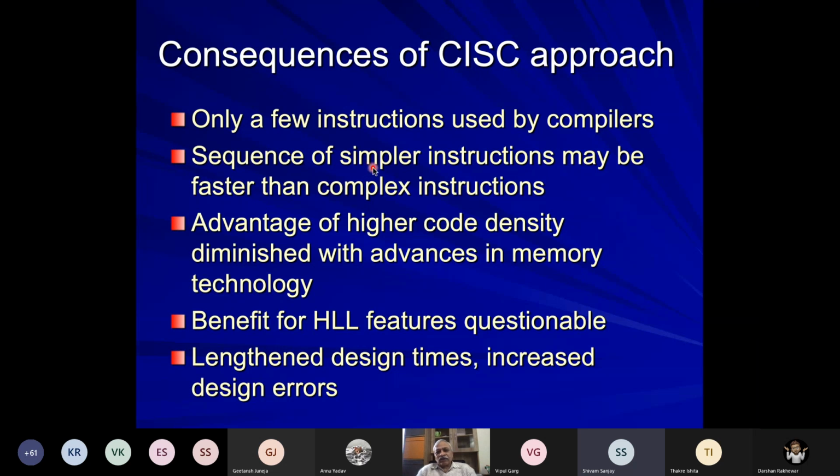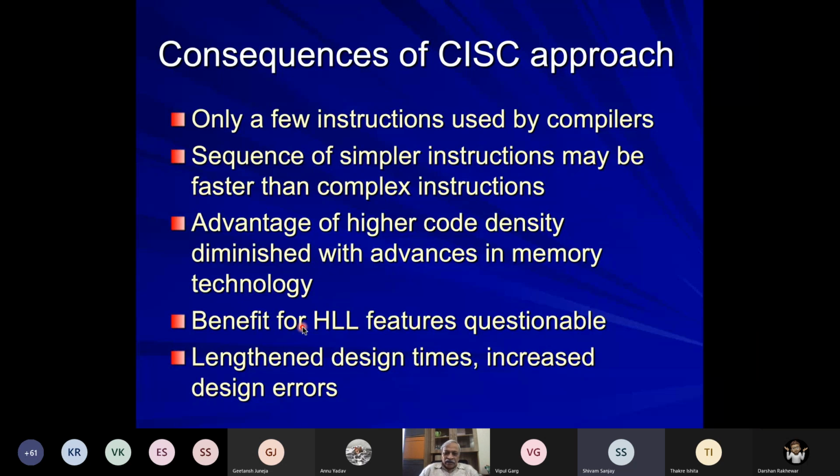All right. Firstly, because simple instructions could be implemented much more efficiently and faster as compared to complex instructions. So adding some complexity actually slows down the clock or increases the number of cycles required for instructions. Also, with better memory organization and better memory technology, the advantage of code density diminished. And the benefits of high-level language features were questionable, in the sense that you provide an instruction for some specific feature, but that may not be general enough to justify its presence. So providing something very specialized is also not always beneficial.